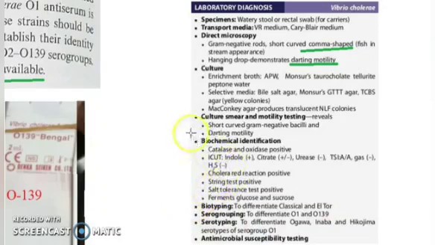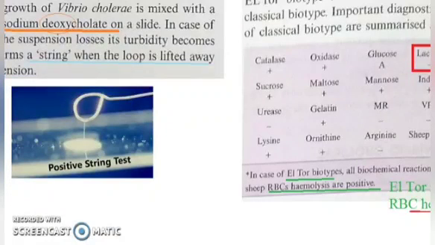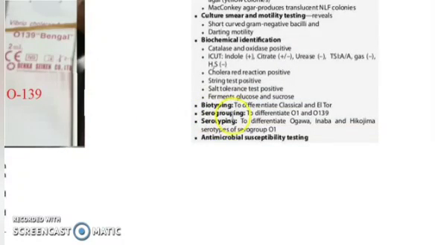In biochemical identification, they have added the string test. You should not forget the string test. Do you know the string test? This is actually the string test. Then you have the serogrouping and serotyping: the Ogawa, Inaba, Hikojima serotypes, and even O139 you can detect. O139 has its specific antiserum, which is good.